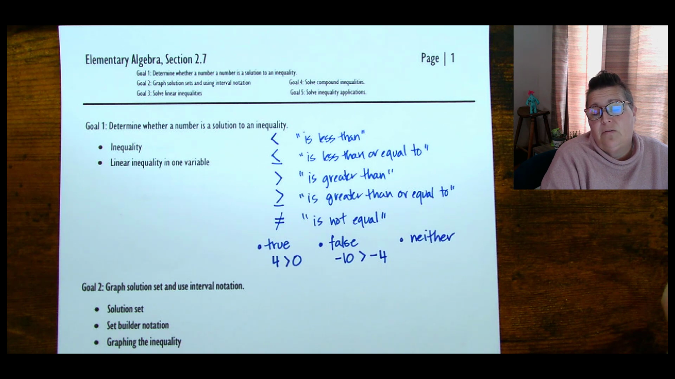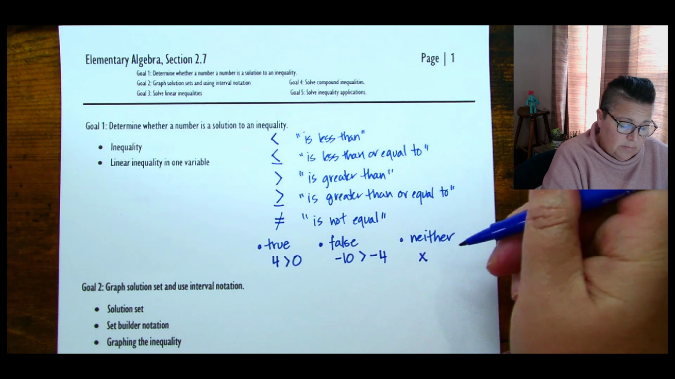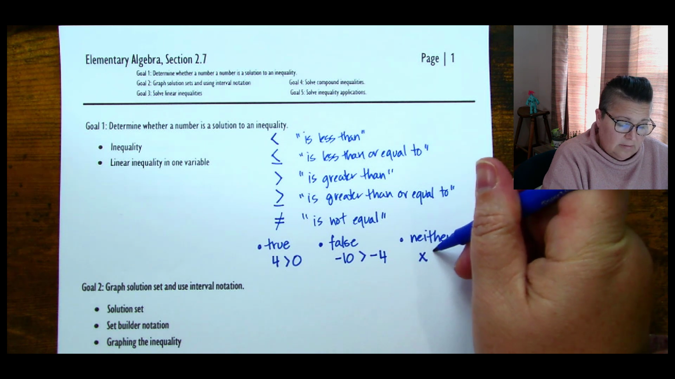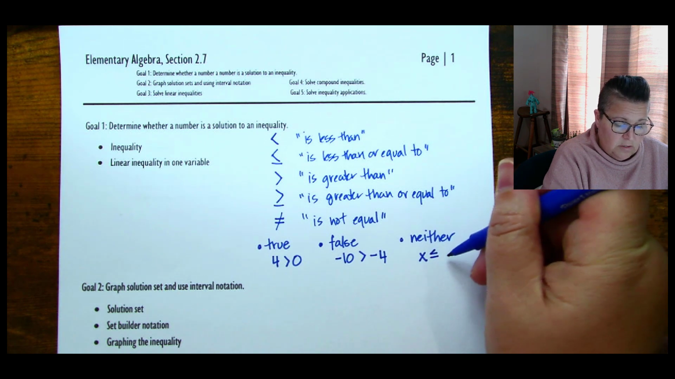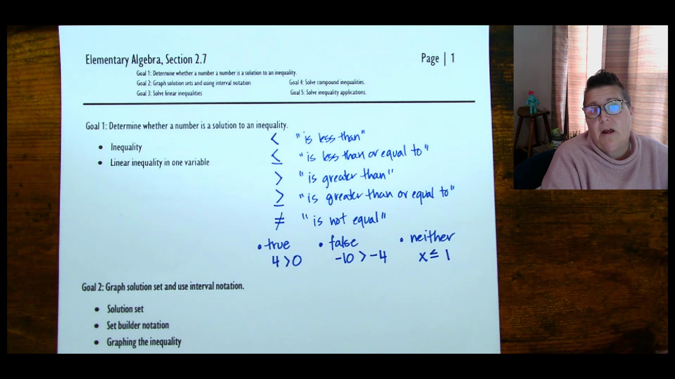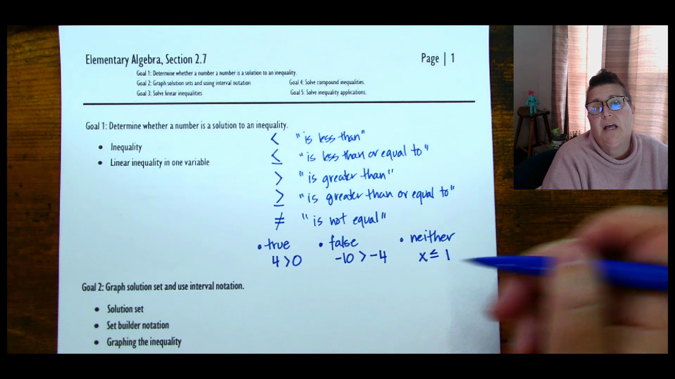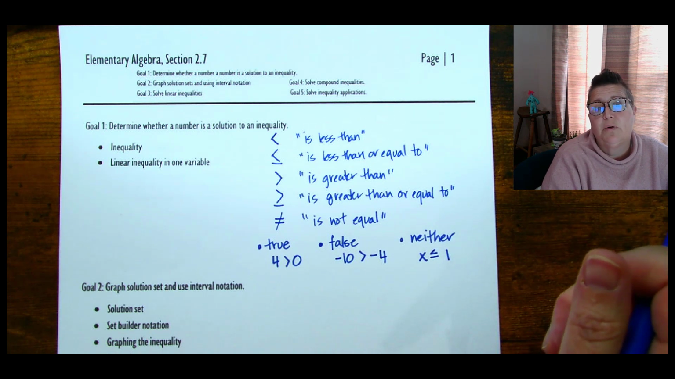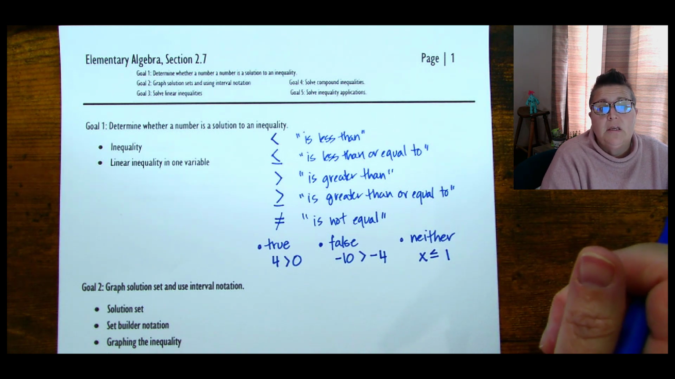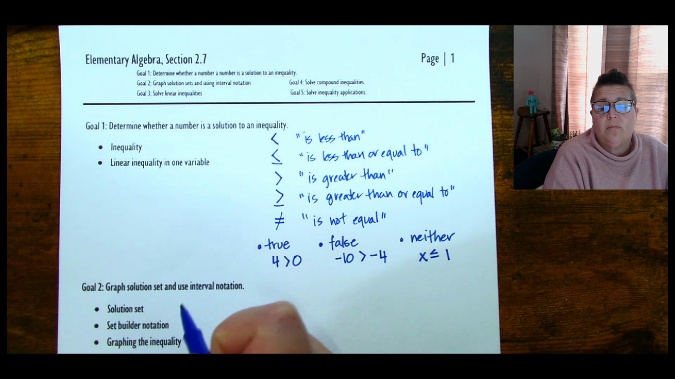And neither means we have some variability in it. Neither generally looks something like x is less than or equal to, I don't know, 1. Right? I don't know if x is less than or equal to 1 until I know what values I'm putting in for x. This leads us to a linear equation in one variable.